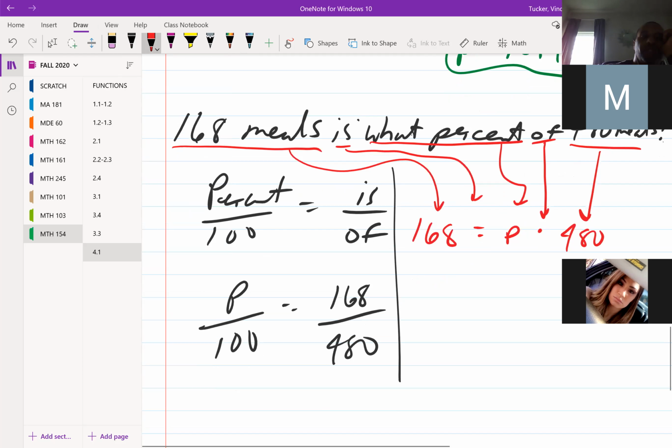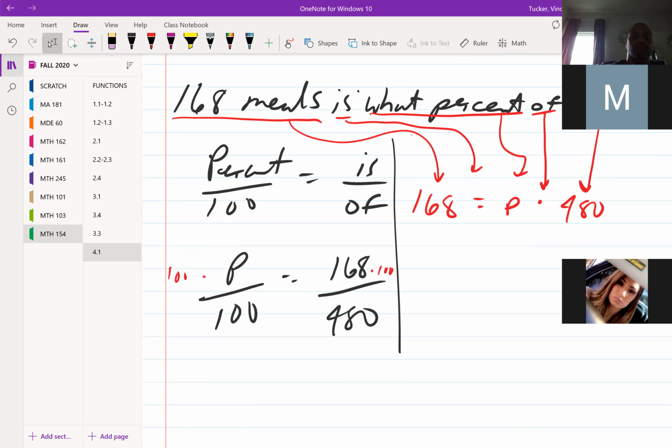So over here in this left one, I will multiply both sides by 100. So these are canceled, leaving me with just P on the left. And 168 divided by 480 times 100. And that'll be 35%.